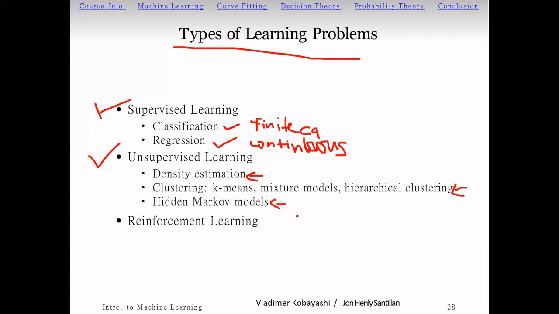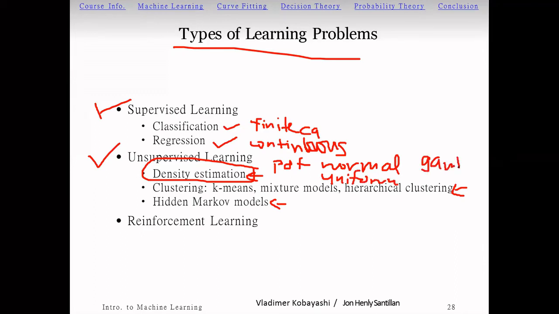And hidden Markov models. Density estimation is more on determining the probability density function, the PDF. Okay, so whether it's a normal distribution, it's uniform, or does it follow a gamma distribution or beta? So that's a density estimation problem, and that is unsupervised. And we have the hidden Markov model. The hidden Markov model is somehow related to trying to determine the process that generated the data. So for example, let us say I'm trying to identify the part of speech of a word. Okay? So for example, I am beautiful. Okay. I there is the subject.